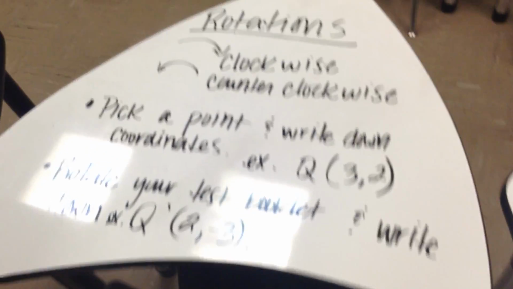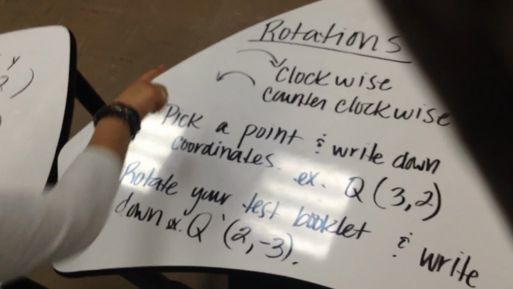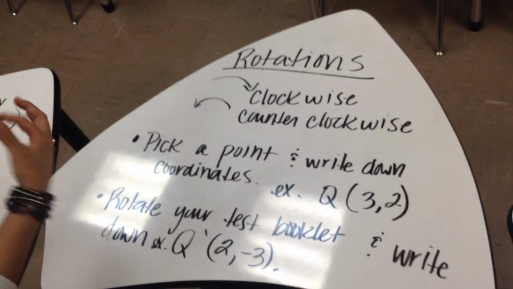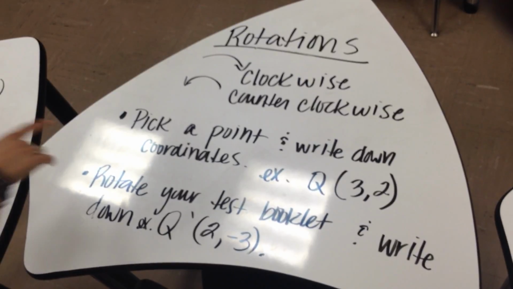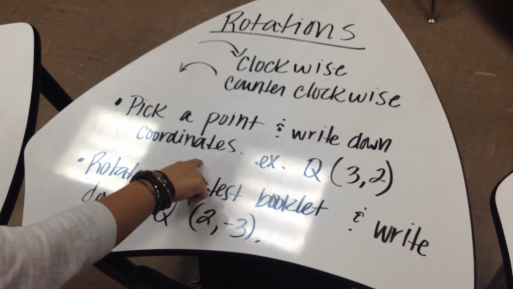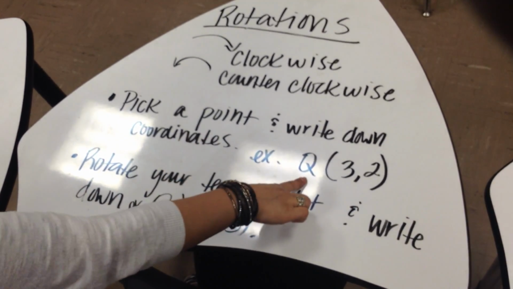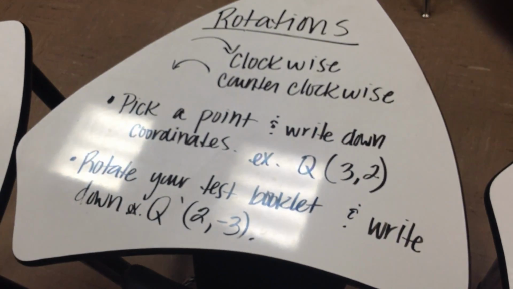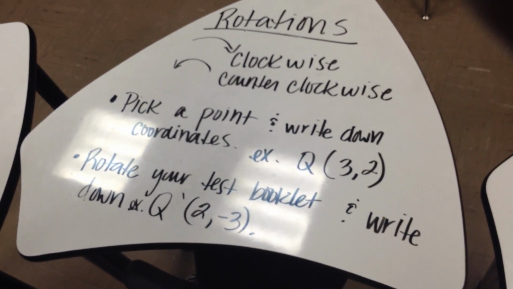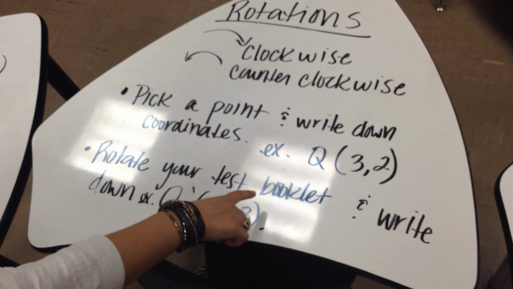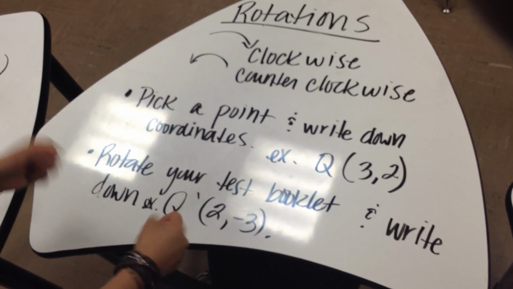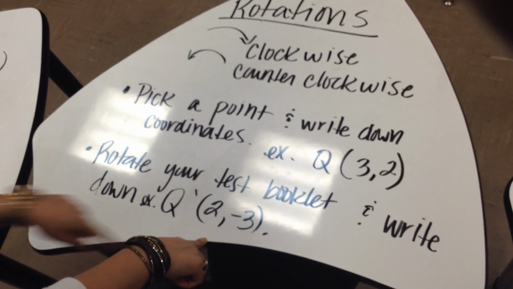All right, next we have rotations. Rotations turn. So if you turn it to the right, that's clockwise. Counterclockwise is turning it to the left. Make sure that you pick a point and write down the coordinates for that point. So let's say, for example, we've got Q located at 3, 2. Then I'm going to rotate my test booklet wherever it needs to go, and then I'm going to write down the new points.